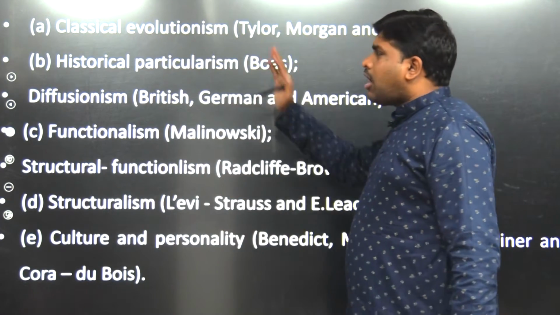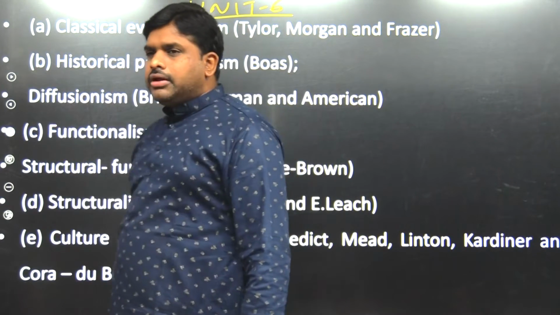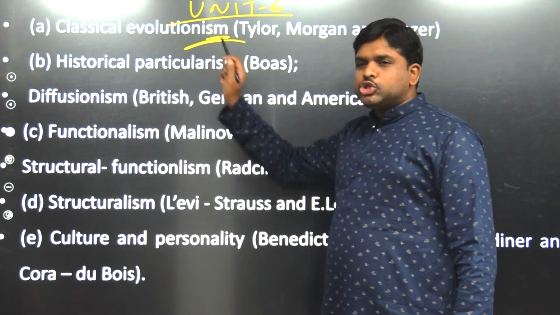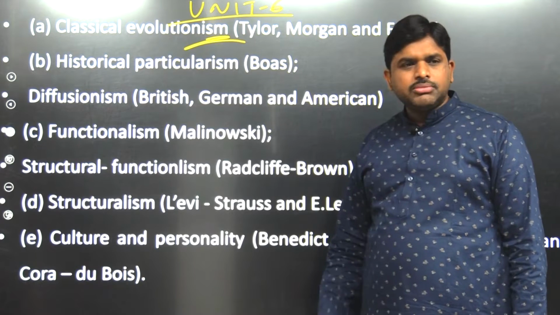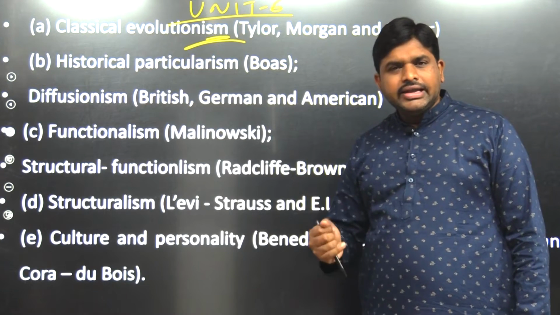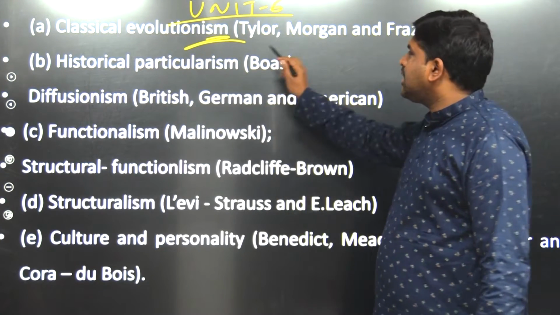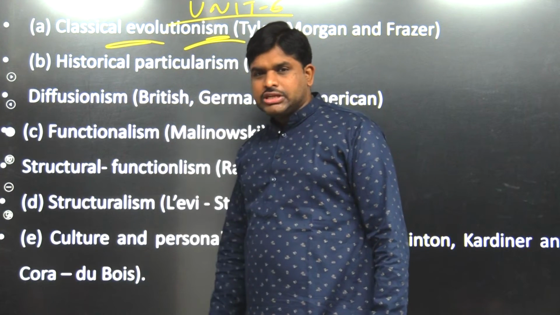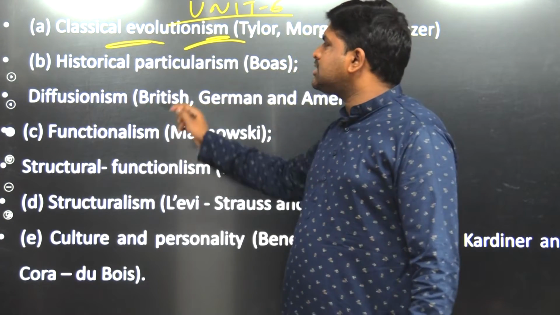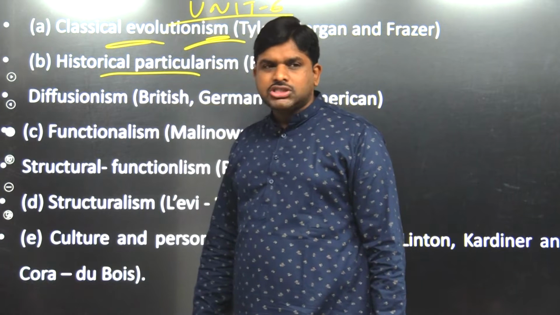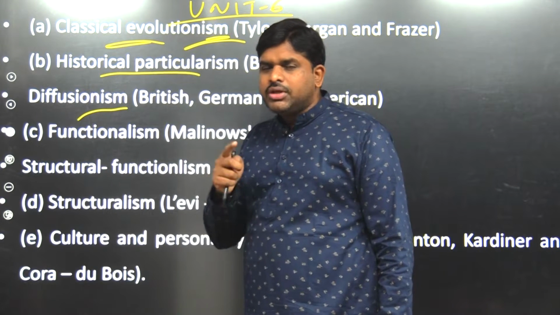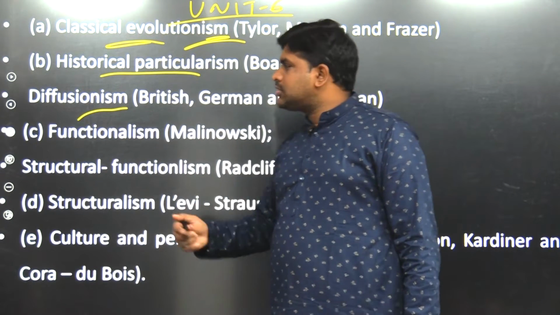So the syllabus of anthropological thought, unit number 6, starts with classical evolutionism. In this, 3 anthropologists are there: Tylor, Henry Morgan, James Frazer. These are the 3 people who are part of classical evolutionism. First school, classical evolutionism. First remember this. Second school is historical particularism, given by Franz Boas. Then diffusionism. 3 schools are there in diffusionism: British school, German school, American school of diffusionism.